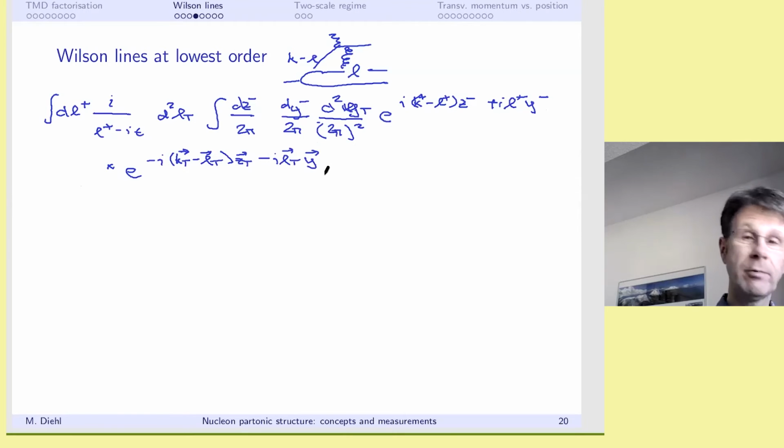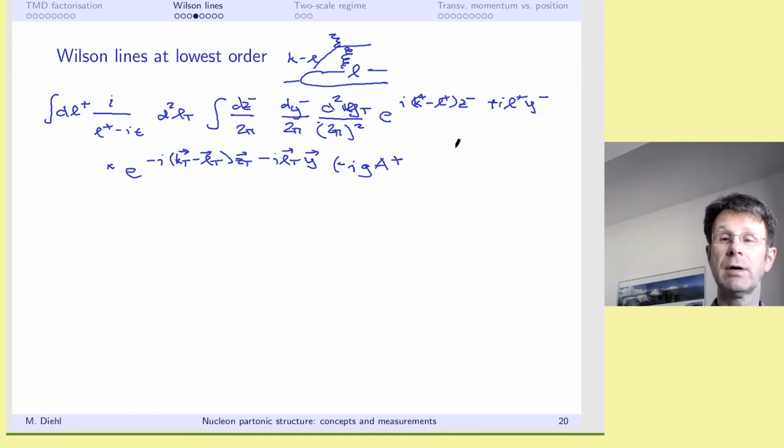Rather lengthy stuff to be written down. And then I have an IG, a minus IG, actually, I want to write it, times A plus. That's the A plus field, which we discussed earlier. And that's the only component that we're interested in.